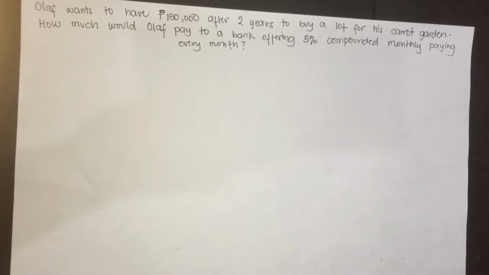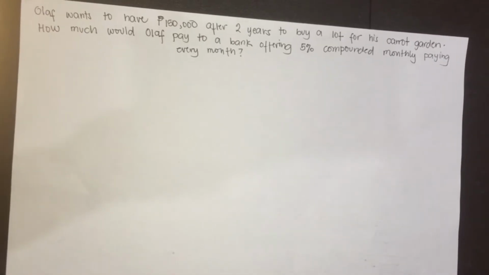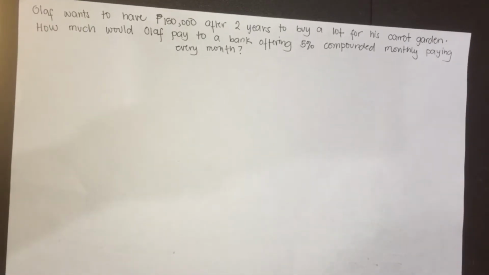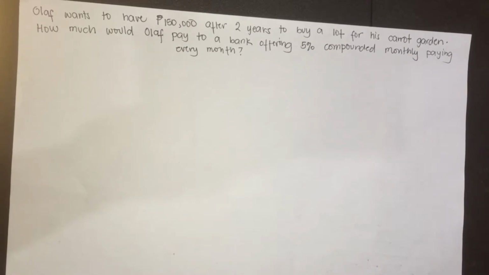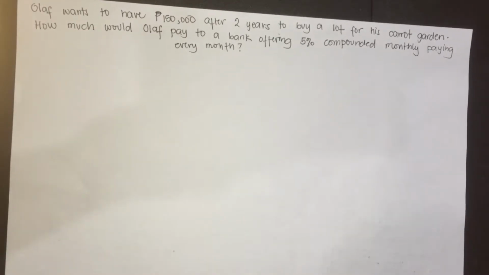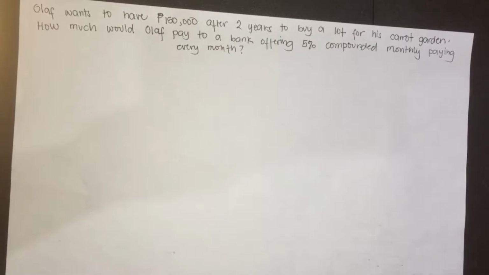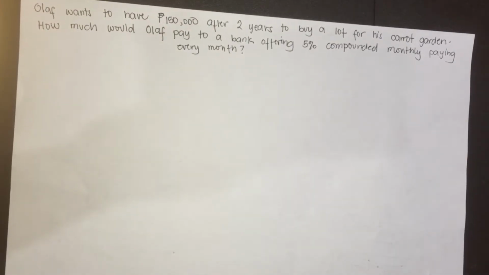So we have here a second example of simple annuity. Olaf wants to have 150,000 after 2 years to buy a lot for his carrot garden. How much would Olaf pay to a bank offering 5% compounded monthly, paying every month?